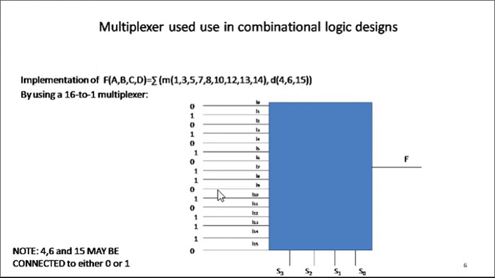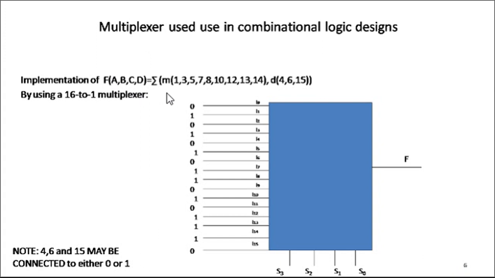combinational logic design. See the function f(A,B,C,D) = summation of m(1, 3, 5, 7, 8, 10, 12, 13, 14) and then d(4, 6, 15), these are don't cares. So first, if you observe the function, its max number is what? 14, right? So obviously, it is given as 4 variables, okay?